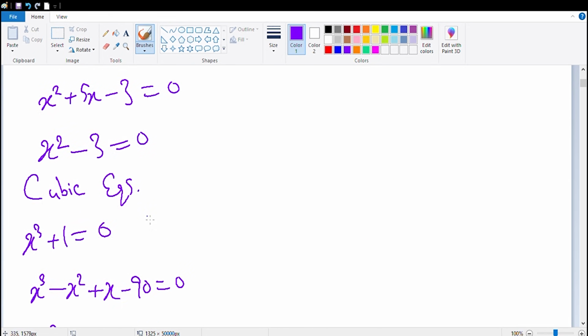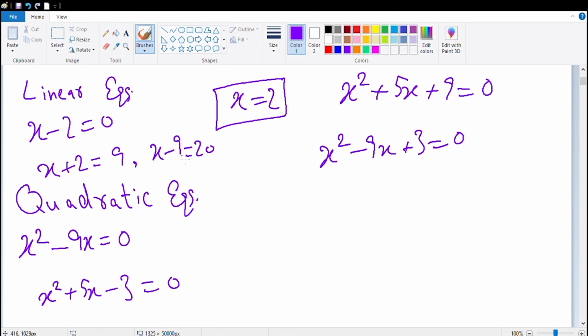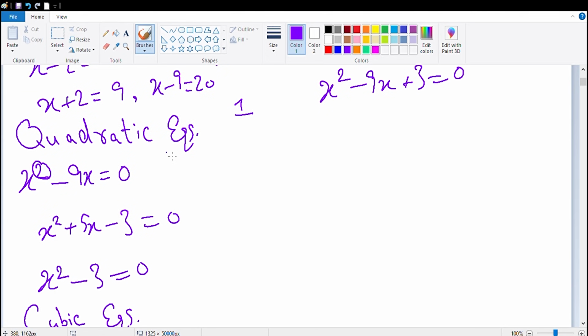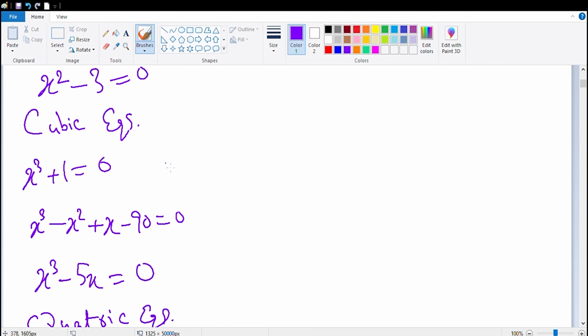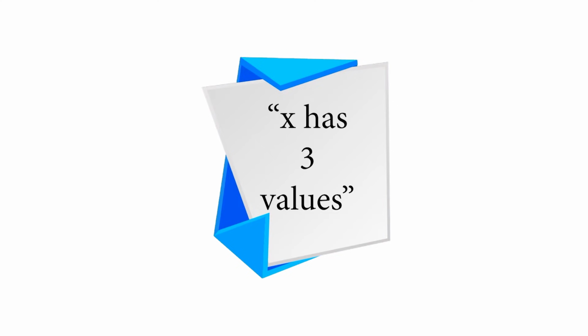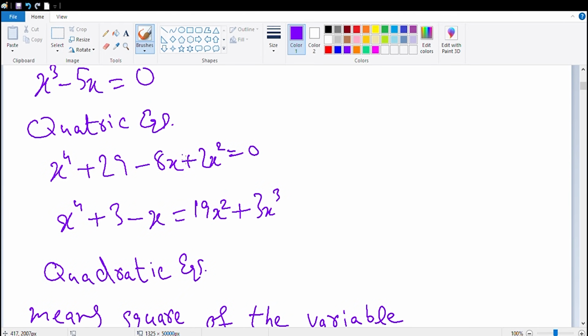And by the way, the amount of values of x, all of them, they depend on the type of equation. For example, linear equations only have one solution because it depends on the exponent of x. That's 1. Quadratic equations, x has 2 values. In cubic equations, we see that the max power is 3. No more than that, no less than that. So x has 3 values. And of course, same goes for the equations with power 4. Since there's a 4 here, they're going to have 4 values for x.